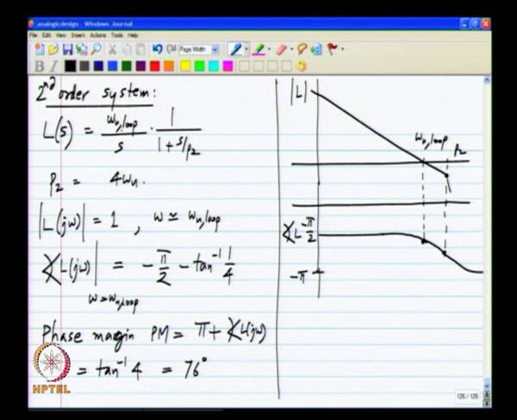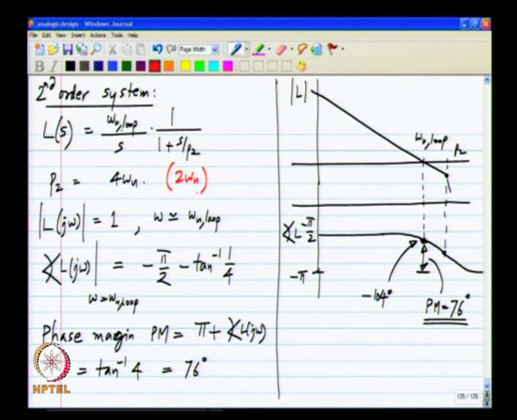Okay. And the phase angle at this point is minus 104 degrees, and the distance from minus 180 degrees, which is the phase margin, is 76 degrees. Okay. Similarly, we can evaluate what happens when P 2 is 2 omega u instead.